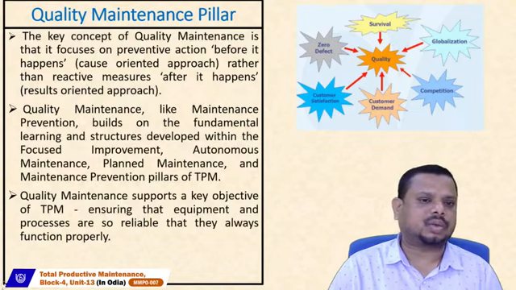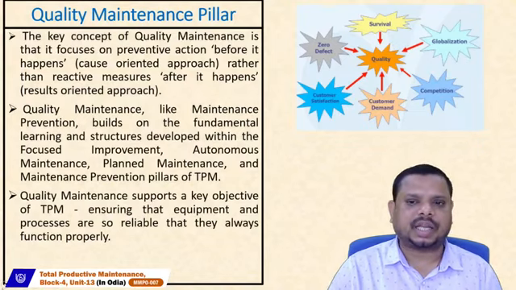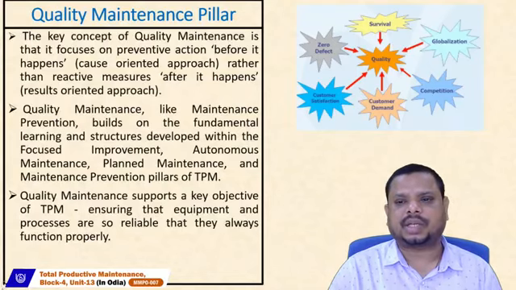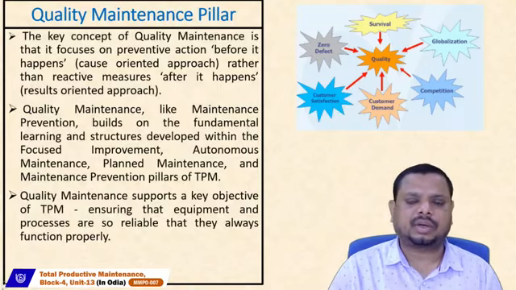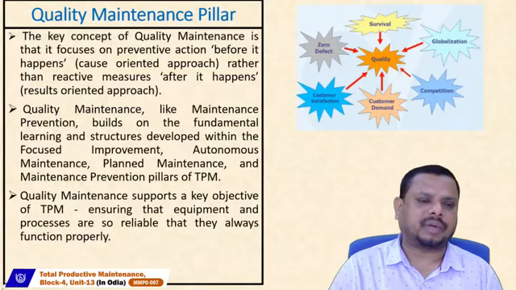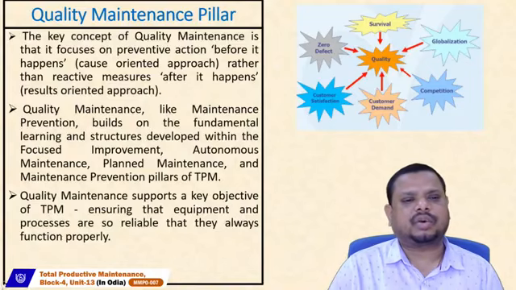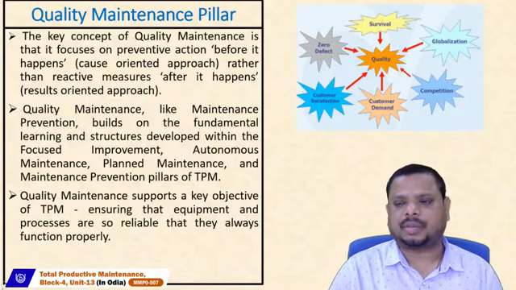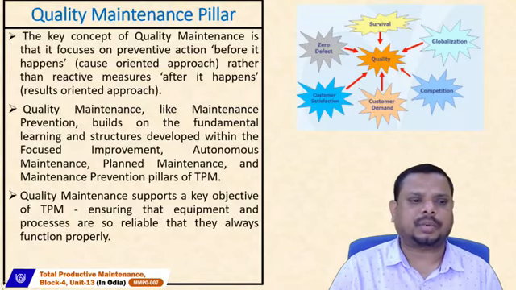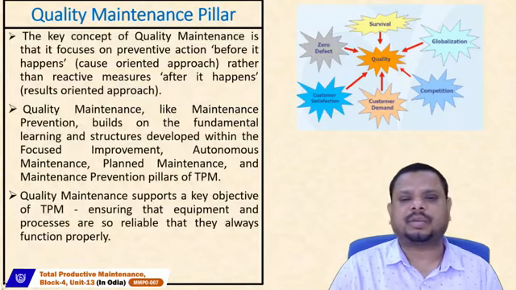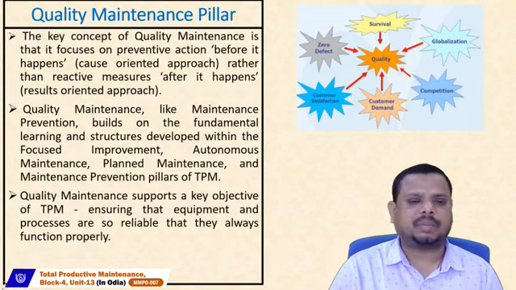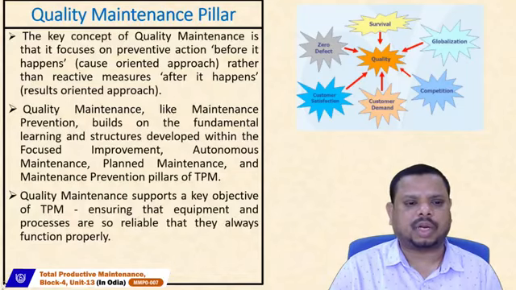As far as quality maintenance is concerned, it is basically focused upon the most important part, known as zero defects, customer satisfaction, customer demand, getting a higher competitive edge, globalization, and the next one is survival. It is basically focused upon preventive action before it happens. That means you must focus upon a cause-oriented approach, and instead of going for reactive measures after it happens, immediately go for a proactive approach so that you can avoid the losses in the form of quality.